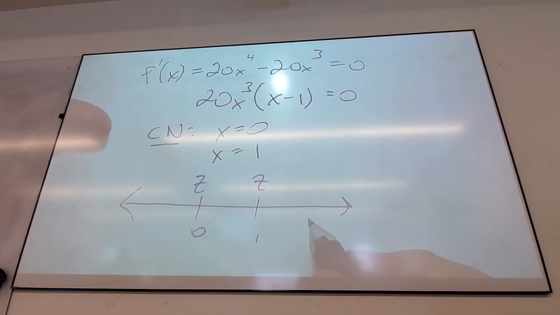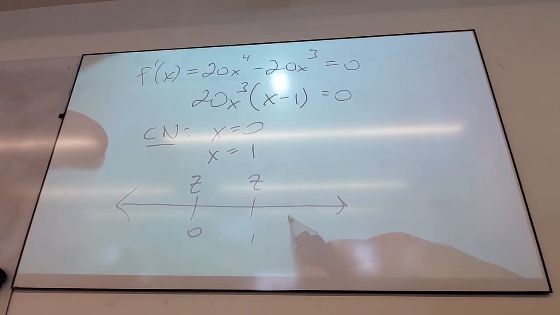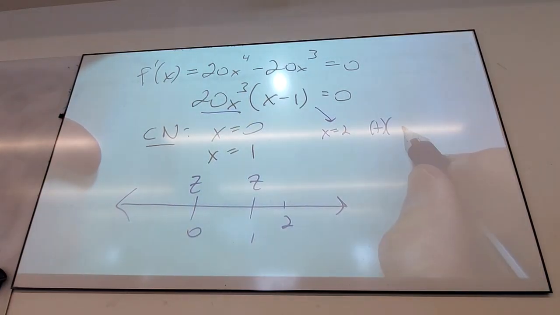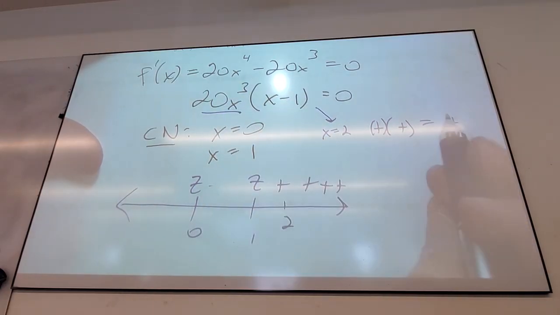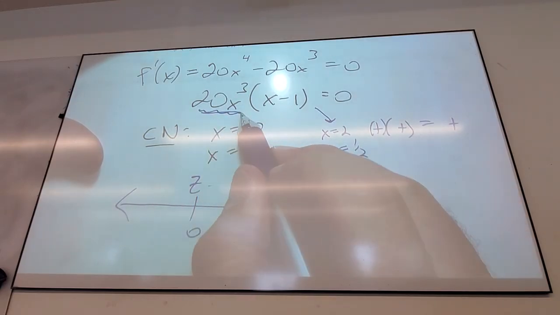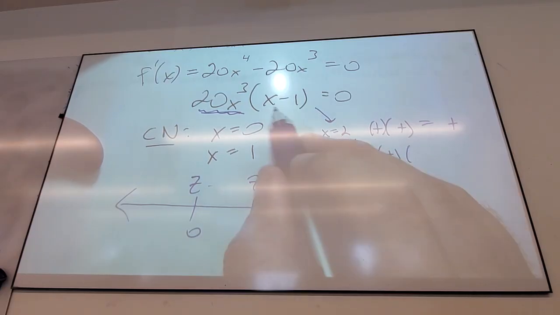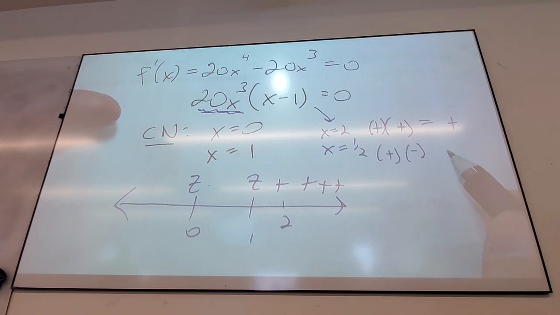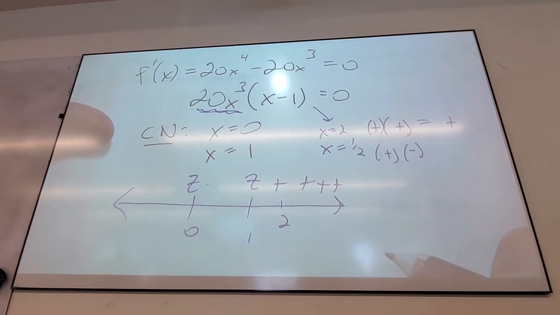So let's see, what did you guys do from here? Plugged a 2 in. If I plug a 2 in, I would get positive times positive. That's positive. What I would say is that's negative and that's positive because I know the multiplicities. But if I put a 1/2 in there, what do I get? This would be positive, and this 1/2 minus 1 would be negative. Do you guys see how you do not care about the actual number? You just care about, will it be a positive output or a negative output?